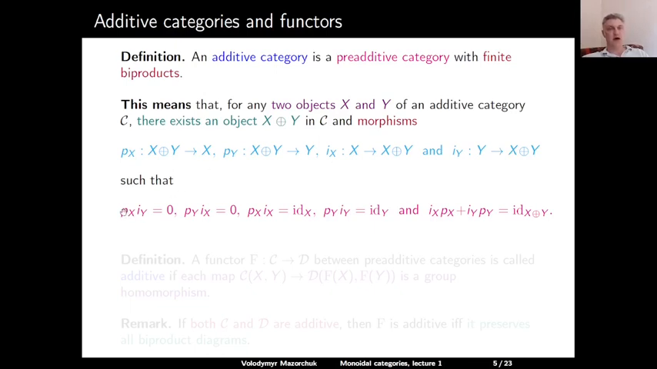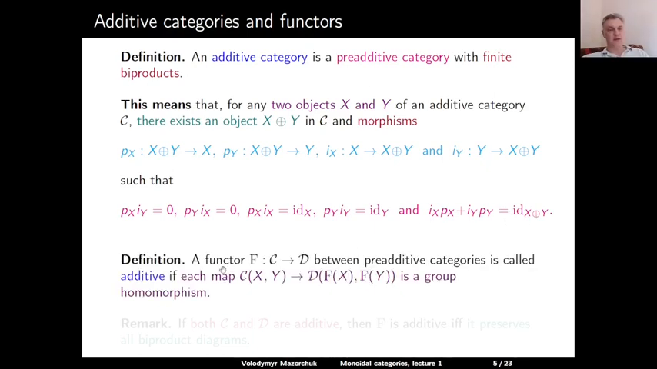equalities hold. Projecting onto x after including y should be 0. Similarly, projecting onto y after including x should be 0. Projecting onto x after including x should be the identity on x. And projecting onto y after including y should be the identity on y. And finally, the sum of including x after projecting onto it and including y after projecting onto it should be the identity on x plus y.